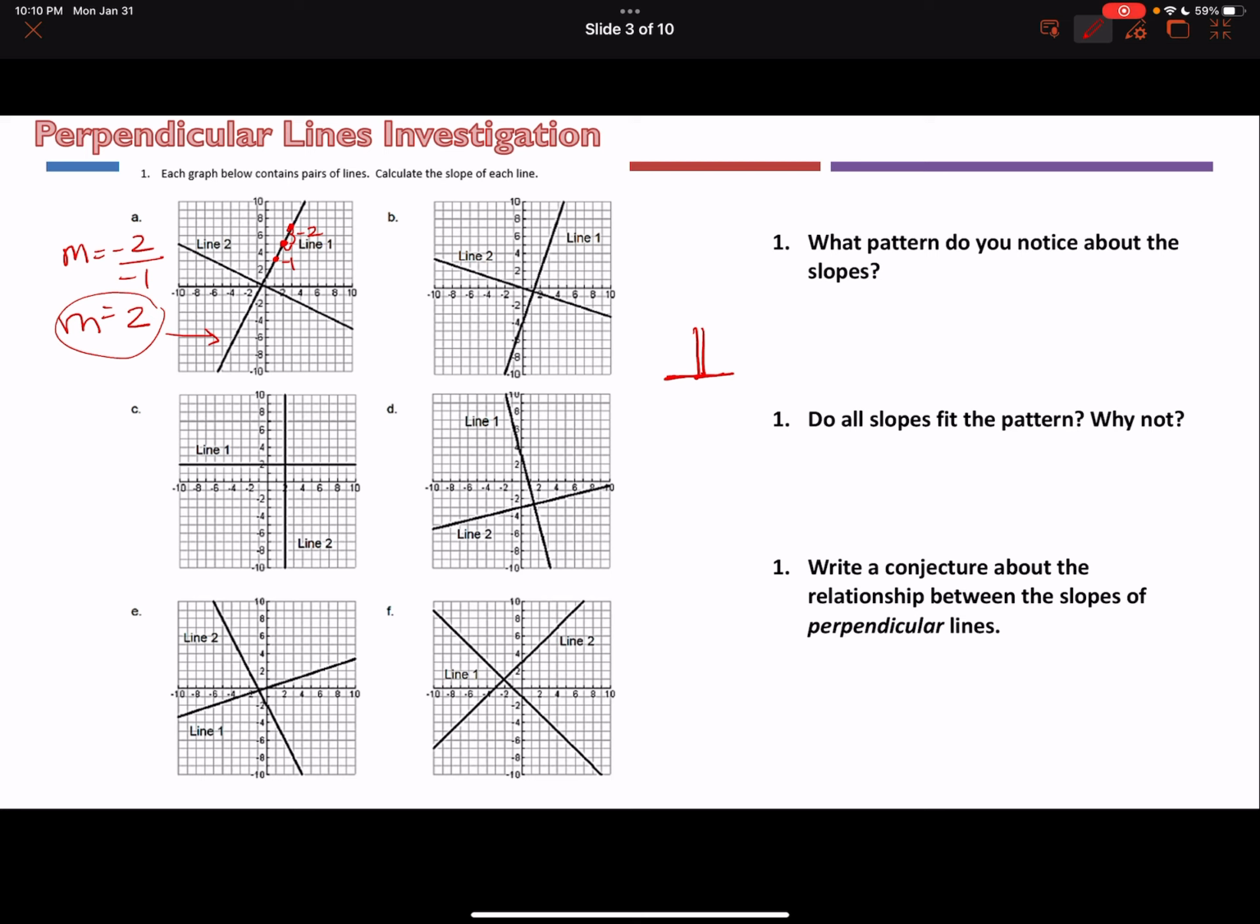So now you're going to take your time and you're going to find the slope for each of these other lines. So first you're going to do line 2 in letter A, and then lines 1 and 2 for all these other ones. So you're going to find 12 total slopes, okay? So pause the video here, count rise over run for all 12 of those slopes, and then when you unpause, we'll talk about it.